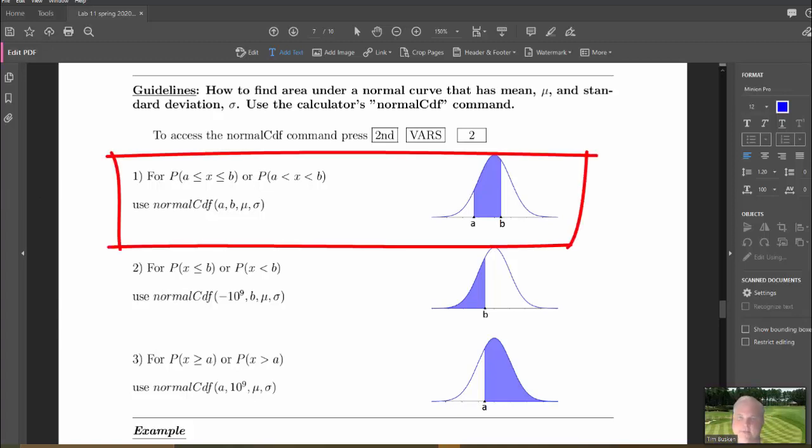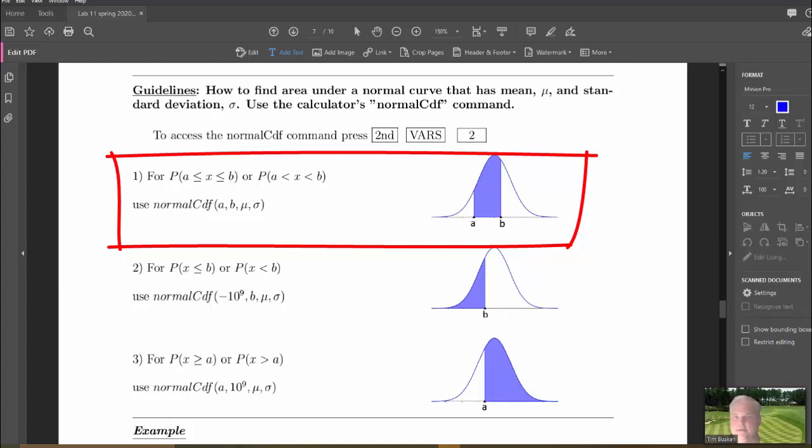Case 1: if you need to find the probability x is between and including a and b, or the probability that x is between a and b but not including a and b, those 2 probabilities are going to be the same for any continuous random variable. We saw that that wasn't true for discrete random variables, but here it will be. So for both problem types, it's the same answer. You're just going to find the area between the boundaries a and b.